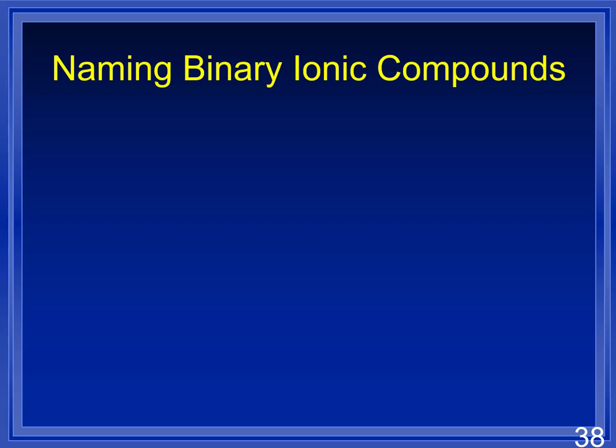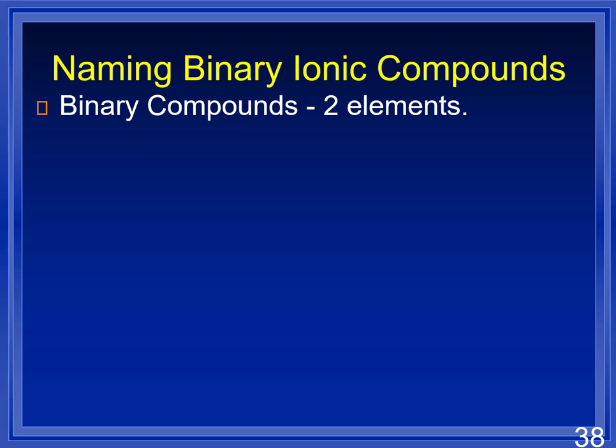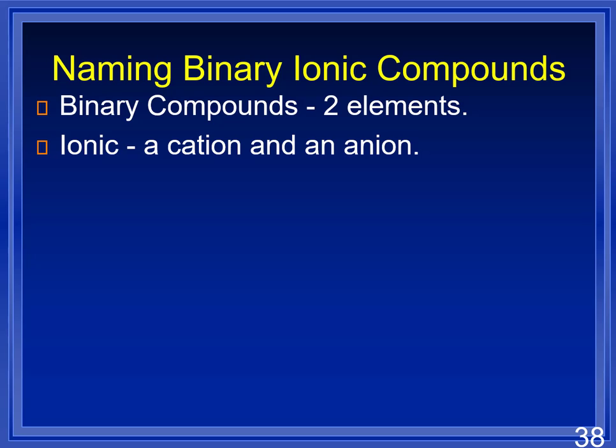Okay, going the other way is a little bit more difficult, but it's the same math, only backwards. So we say binary, we're talking about the ones made up of only 2 elements. When we add polyatomic ions, we'll have some that are made up of 3 elements. Ionic means a cation and anion.